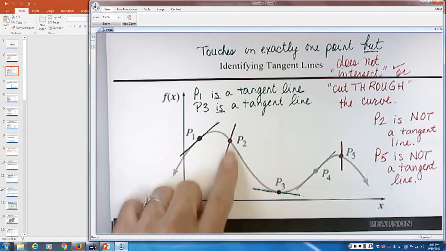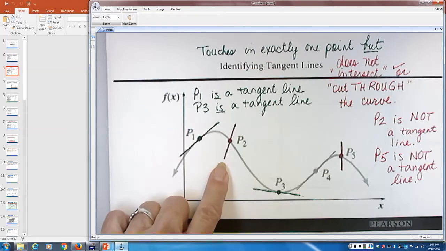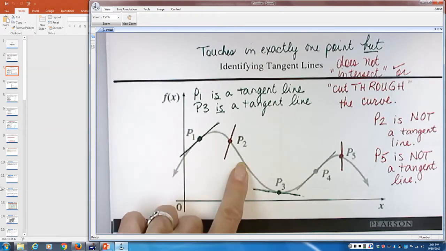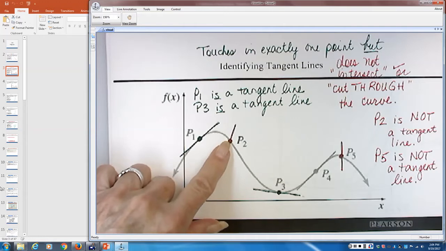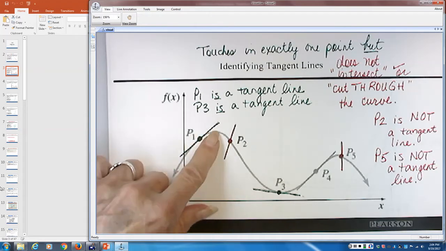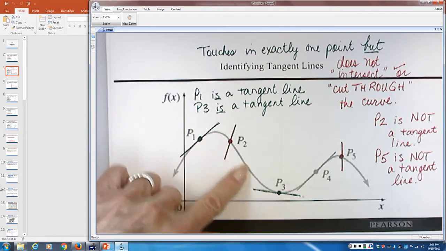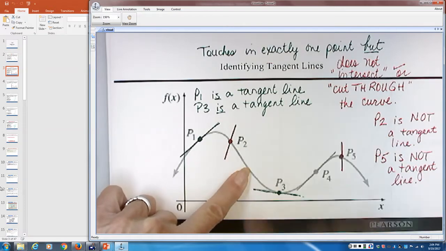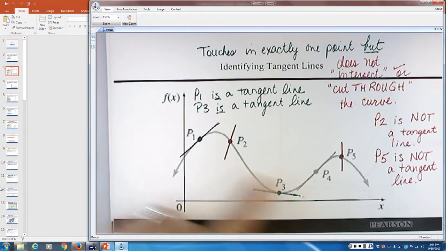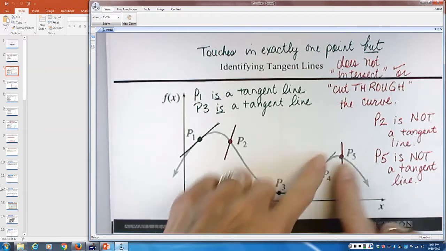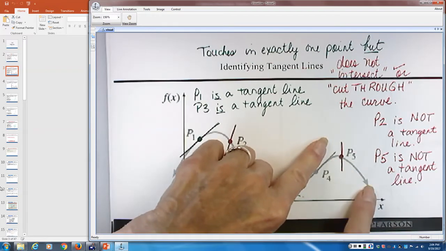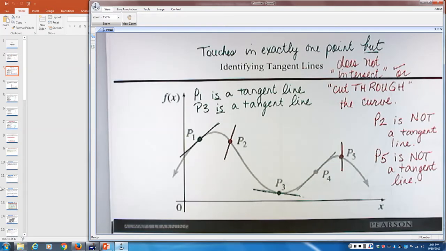P2 here, this line does not indicate what the curve is doing at that point. It only shows you what that piece of a line is doing. It doesn't match what the curve seems to be doing. Because what the curve's doing as you get close to P2 is it's going downhill, downhill, downhill, but P2 is going uphill. So it has a positive slope. So that's why it's not a tangent line. And the same thing here with P5. The curve is actually going downhill, but P5 is a vertical line, which indicates it would have undefined slope.